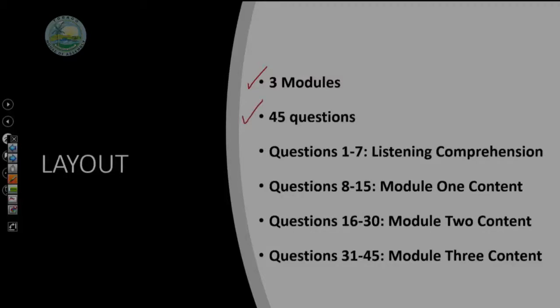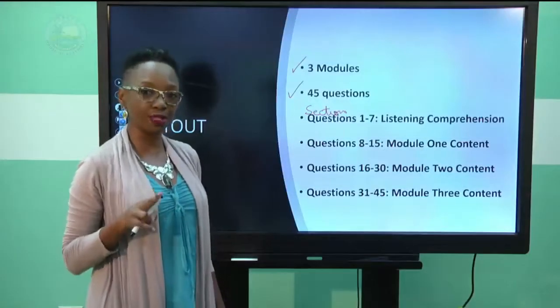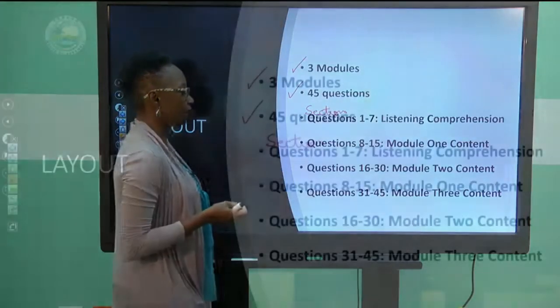The paper is going to be divided into these sections. The first 7 questions, which would be our Section A, questions 1 to 7, will be your listening comprehension. You will be given a passage, or rather it will not be given to you. Your teacher will read that passage for you while you look at the questions, and after it's been read to you twice, you will respond to those questions.